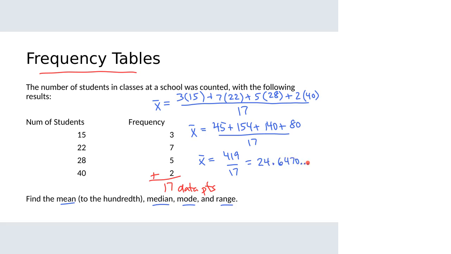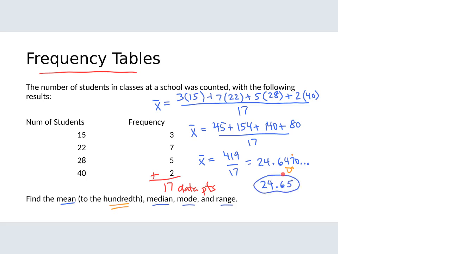And that keeps going. We were told to round that to the nearest, let's see, what did it say over here? 100th. So we'll round to the nearest 100th. 100th place is 2 past the decimal, so we'll find the 100th place. We'll look 1 space to the right. That's 5 or bigger, so we're going to round this up. And our mean here is going to be 24.65.